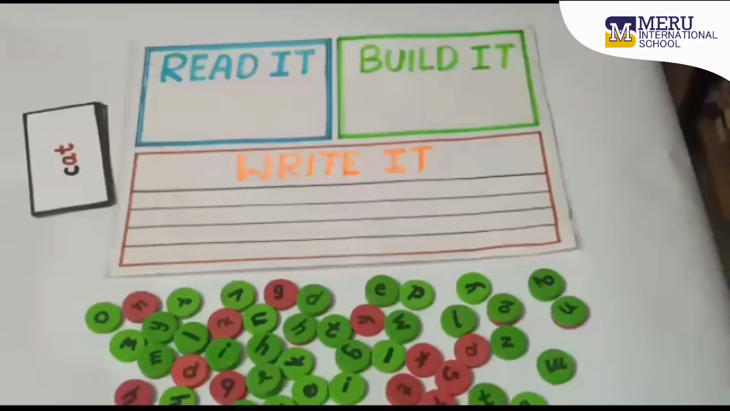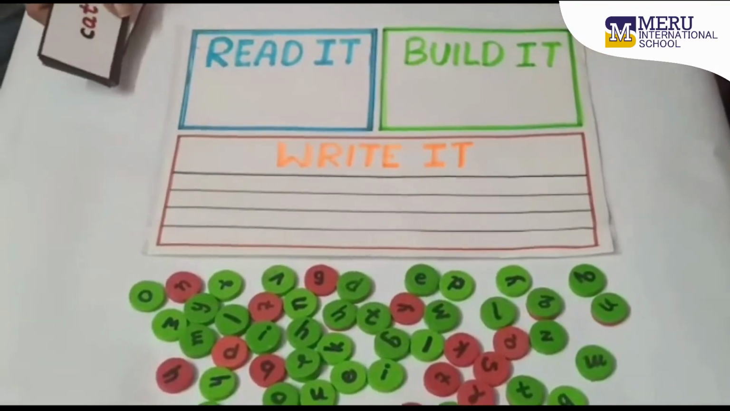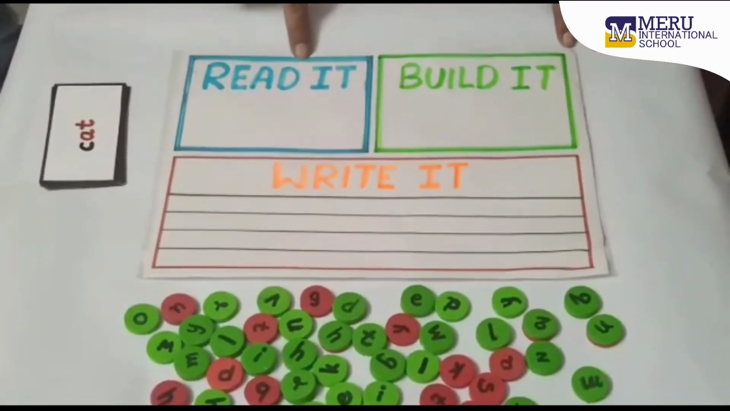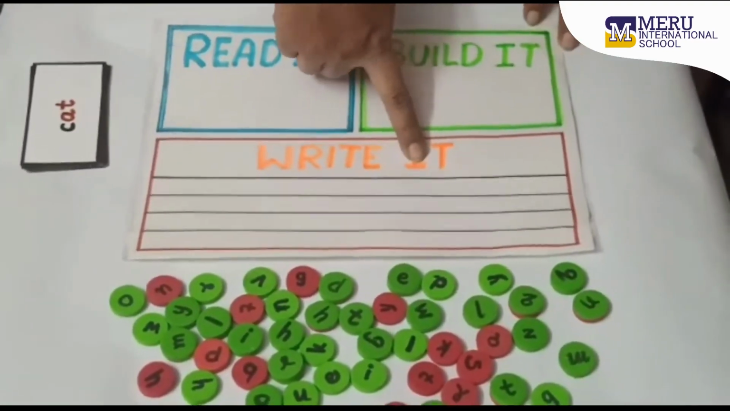Now we are going to learn one more strategy where you can teach the child to write and learn the spelling in a fun way. So let's get started. This is an activity where the child can read the word, then build the word and then write the word with a marker.